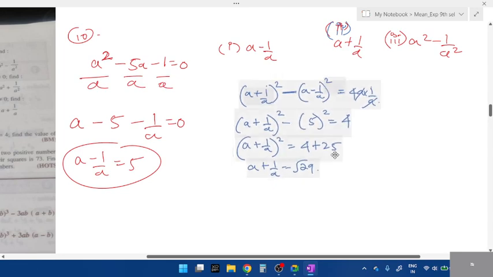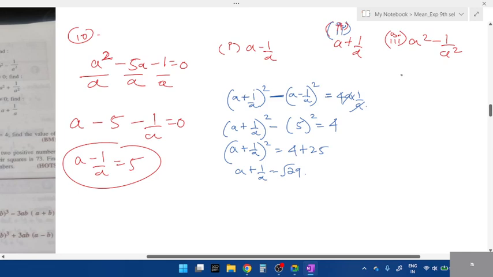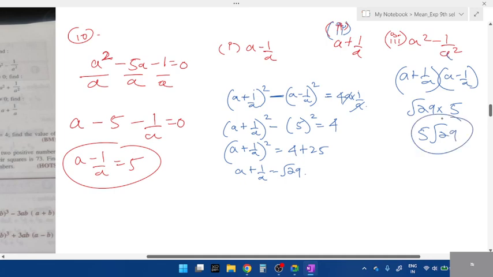Answer. What about the third question? Observe the degree and tell me. How does the third question look like? That's it. Very good. So first the degree was 1. We used this formula, right? Now the degree is 2 and there is minus. It looks like A square minus B square. What is A plus 1 by A? Root 29. What is A minus 1 by A? 5.